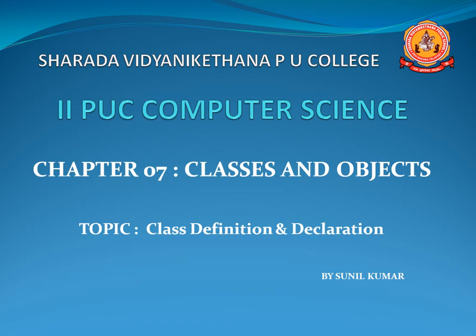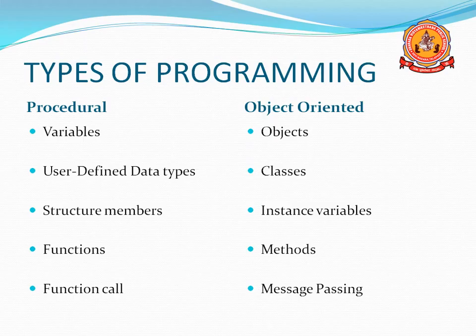Today we are going to start the new chapter, chapter 7, classes and objects. Remember that this is an important chapter for second PUC Computer Science. All the programs are based on the object oriented programming language. In case of object oriented programming language, classes and objects are important. Then today's topic is class definition and class declaration.